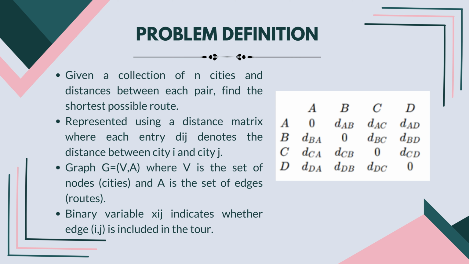Now, let's move on to graph theory terms. The traveling salesman problem can be represented as a graph G where nodes represent cities and edges represent routes between them. We define a binary variable xij that indicates whether a specific route is included in the tour or not. This formulation allows us to use various algorithmic approaches to find the optimal solution.